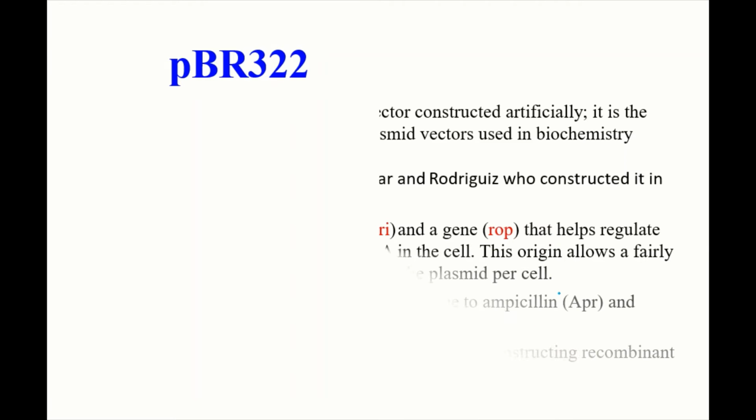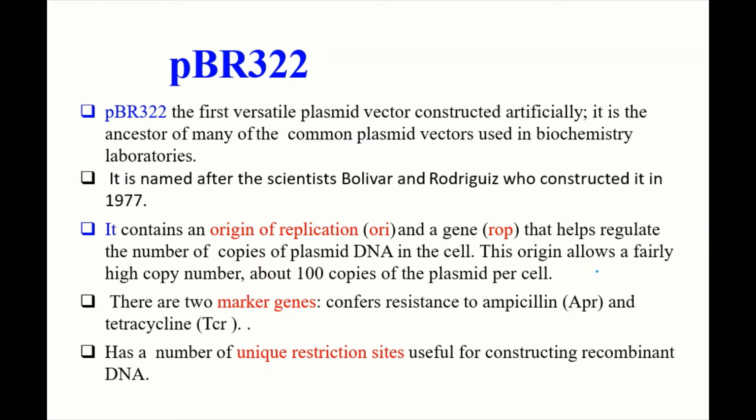We look at pBR322. This is one of the first plasmids that was constructed, in 1977 by Bolivar and Rodriguez. These two people are actually the derivation of the name BR. So the p stands for plasmid, then BR. And this pBR322 forms the ancestor of so many common plasmid vectors that we have today.